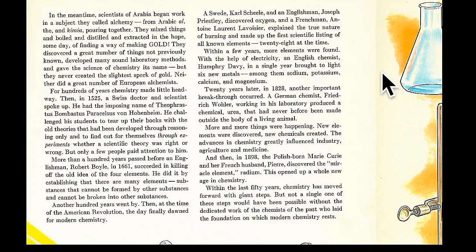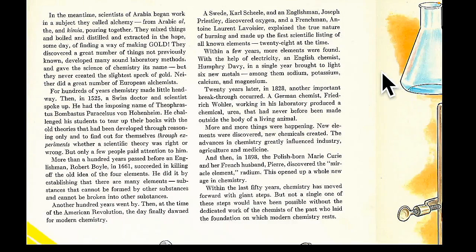Another 100 years went by. Then at the time of the American Revolution, the day finally dawned on modern chemistry. A Swede, Carl Scheele, and an Englishman, Joseph Priestley, discovered oxygen, and a Frenchman, Antoine Laurent Lavoisier, explained the true nature of burning and made up the first scientific listing of all known elements. 28 at the time. Within a few years, more elements were found with the help of electricity.